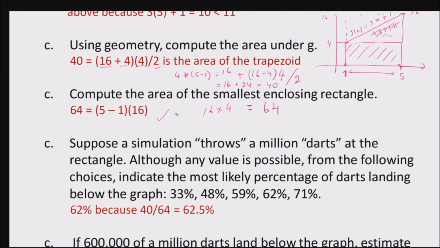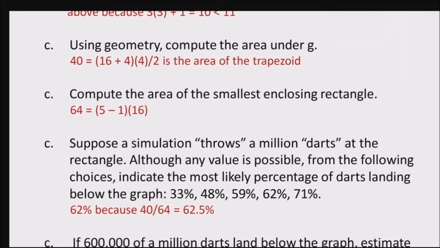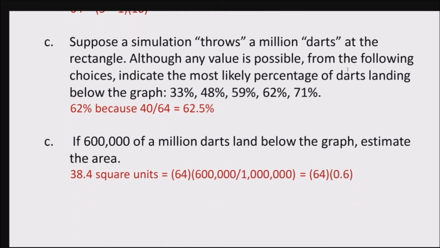Okay, right. So then it becomes a little bit difficult. I mean, well, interesting, I would say interesting. It's not difficult, right? So how do I calculate? Solve this problem. Suppose the simulation throws a million darts at the rectangle, although any value is possible, of course. When you throw them, indicate the most likely percentage of the darts landing below the graph. So how do I nail this problem?